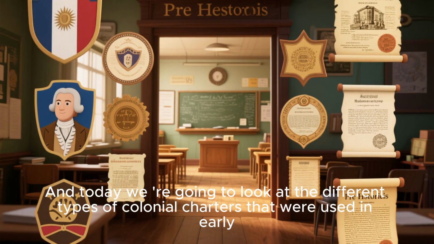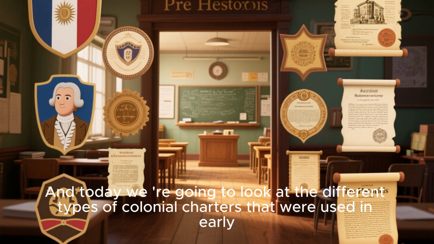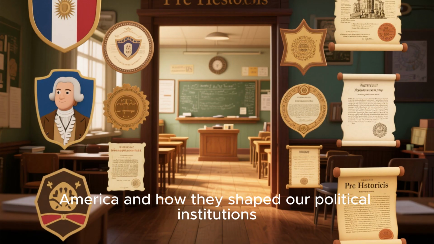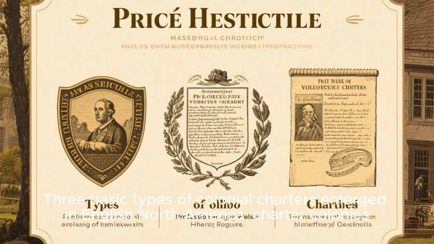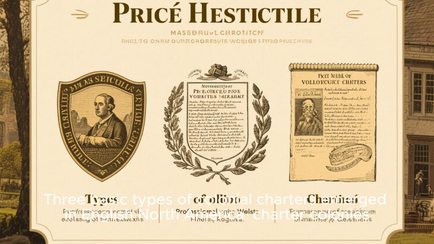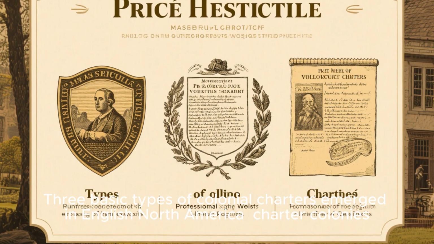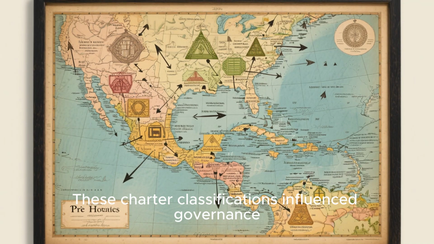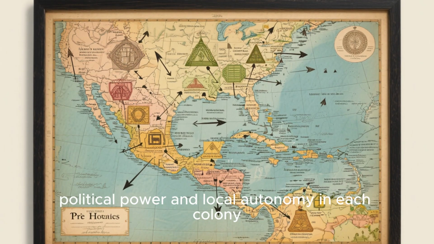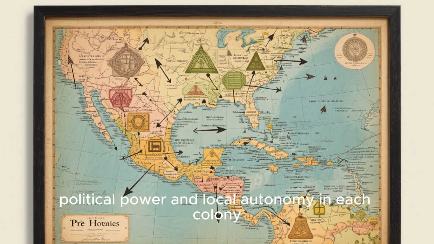And today we're going to look at the different types of colonial charters that were used in early America and how they shaped our political institutions. So let's get started. 3 basic types of colonial charters emerged in English North America: charter colonies, proprietary colonies, and royal colonies. These charter classifications influenced governance, political power, and local autonomy in each colony.